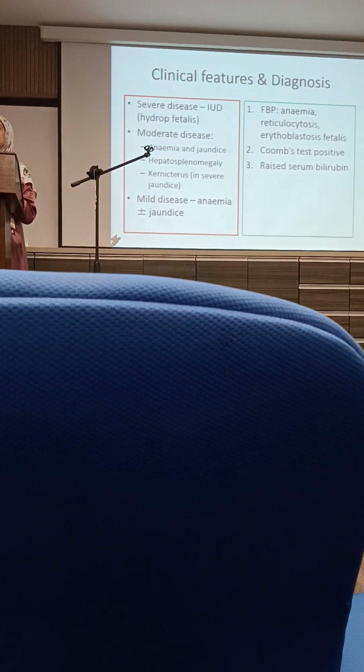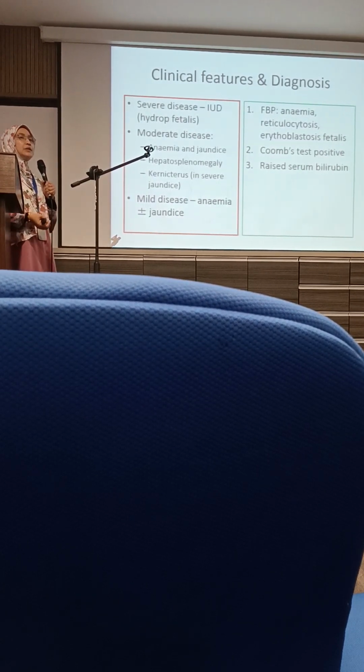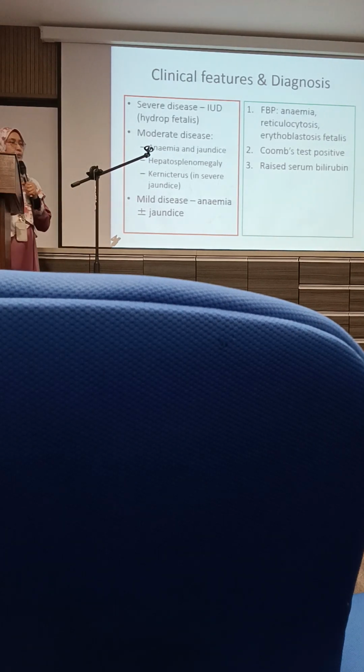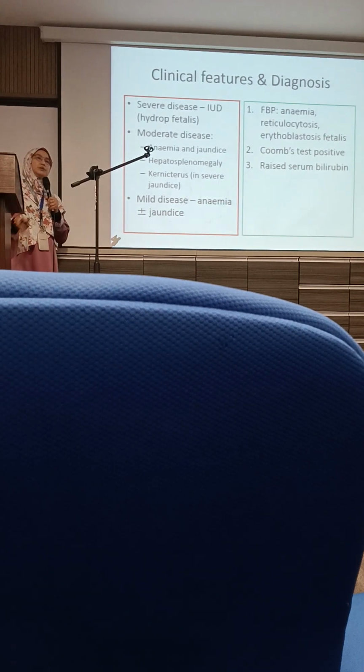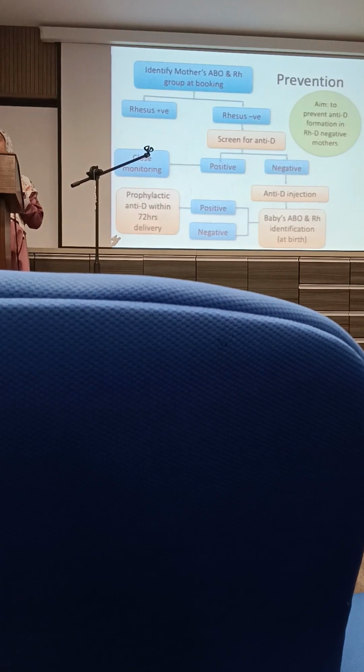Okay, so the diagnosis, you look at the full blood picture. Patient have anemia, reticulocytosis, and erythroblastosis fetalis, which actually means you have a lot of nucleated red cells in the peripheral blood. Okay, Coombs test will also be positive because this is immune reaction. Any immune hemolysis will have positive Coombs test. And raised serum bilirubin.